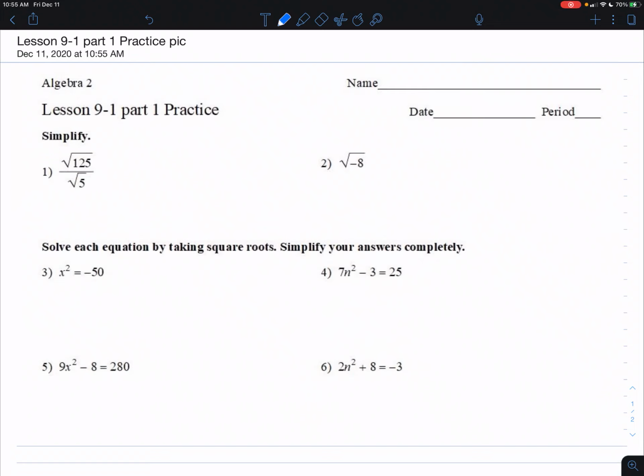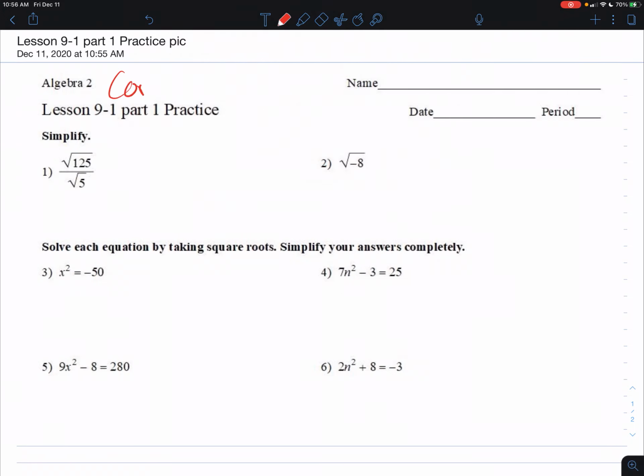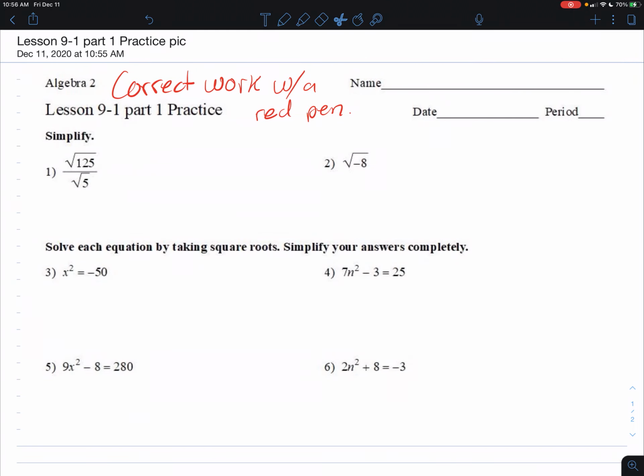Okay, so you should have your work for this practice in front of you and be correcting it with a red pen. If you don't have a red pen, then I'll take pink, purple, orange, green, anything like that. It needs to be different than what you did your work in originally.